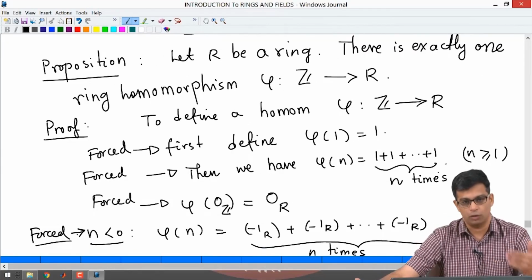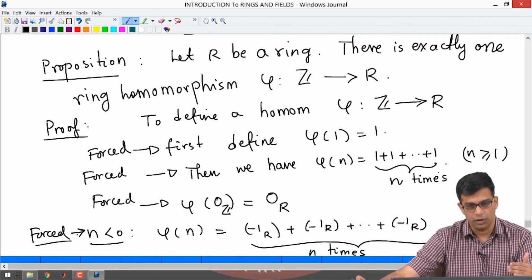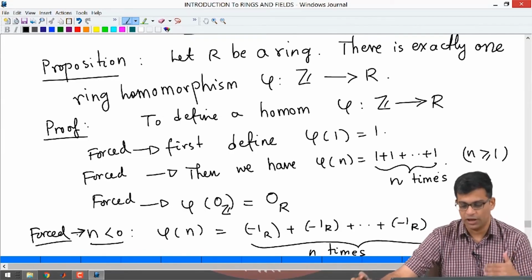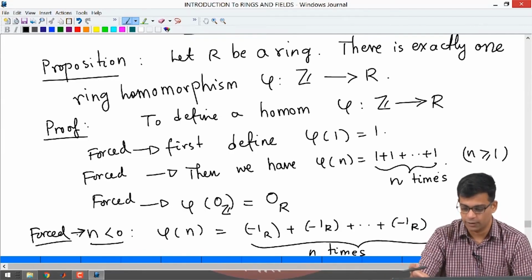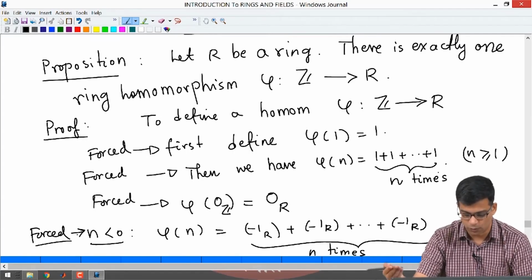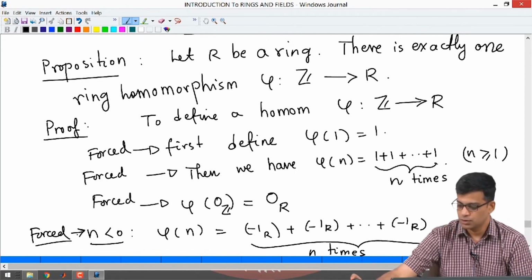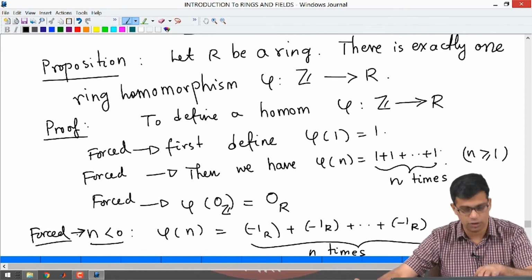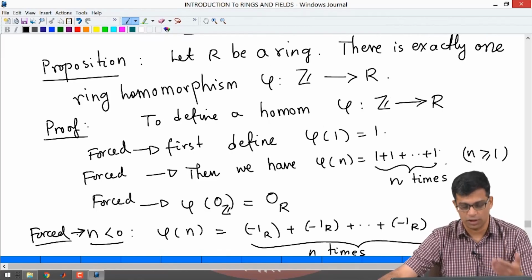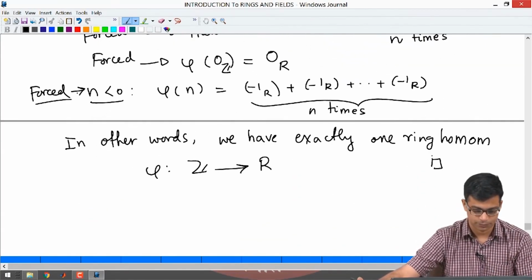I have defined a ring homomorphism and I have at each step showed you that there is no choice we have. So, we can't send 1 to any other element, right, 1 has to go to 1, we can't send 2 to any other element, 2 has to go to 1 plus 1, 0 must go to 0, minus 2 must go to minus 1 plus minus 1. So, there is no choice and this particular choice gives you a valid homomorphism. So, in other words we have a ring homomorphism and we have exactly one ring homomorphism.